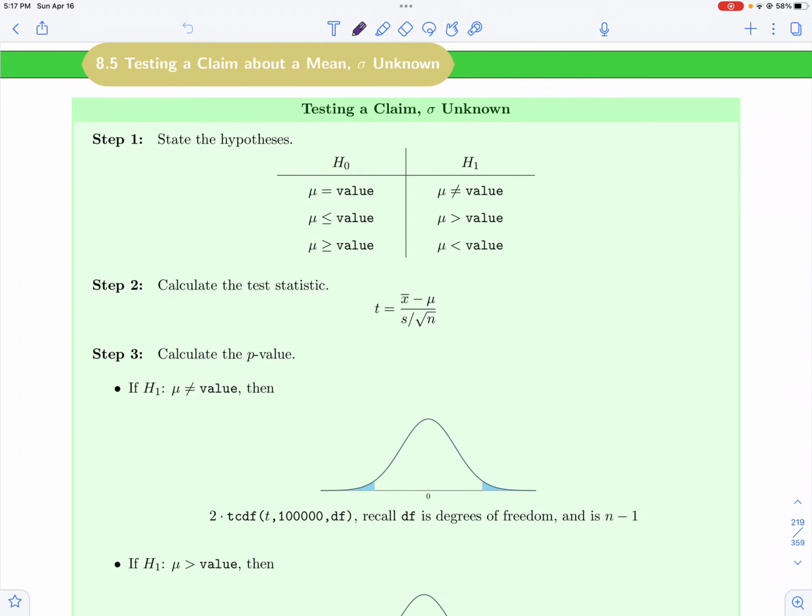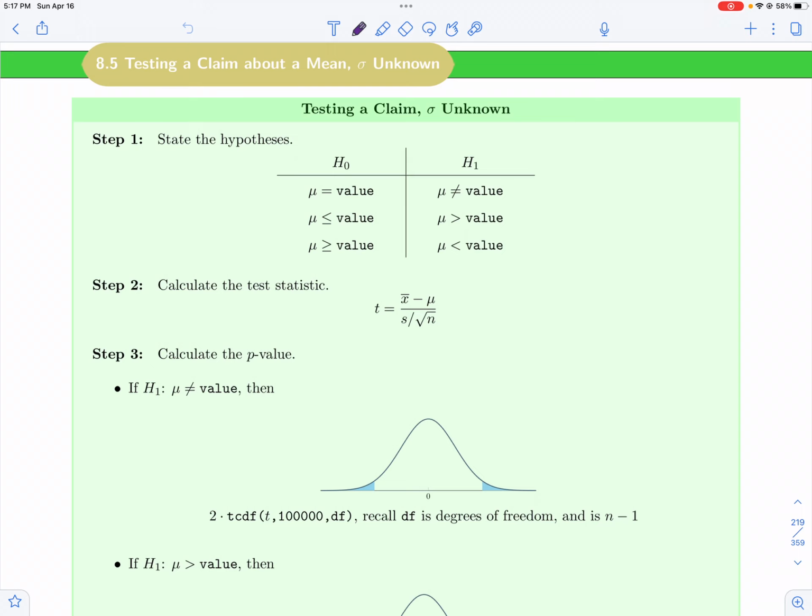Well, hopefully everybody did a good job with our first set of hypothesis tests, which we did in 8.4. So now we want to move on to hypothesis testing where our sigma is unknown, or we're working with the sample standard deviation, which is similar to what we did with confidence intervals in 7.2. So if we look through our 4 steps, there really isn't that much difference.